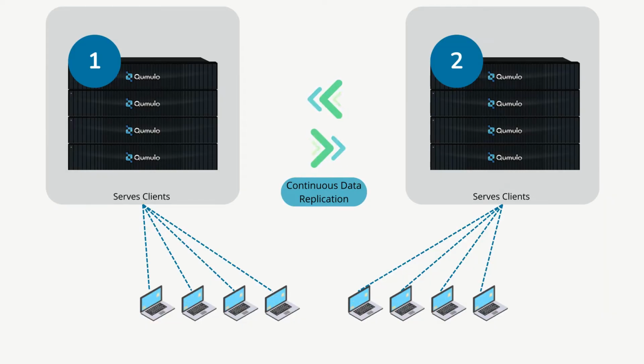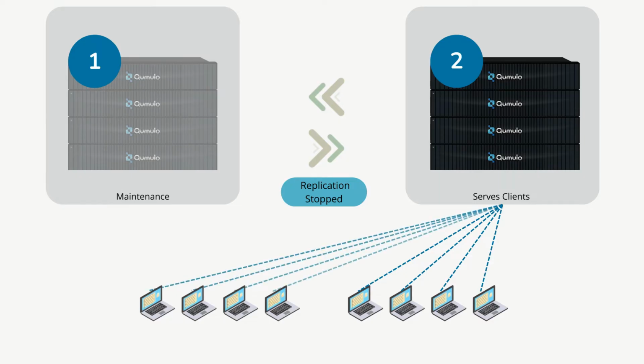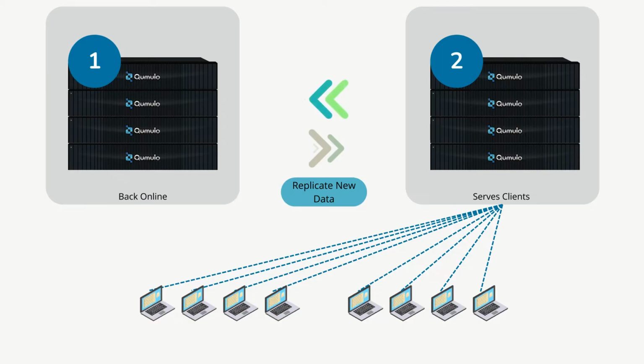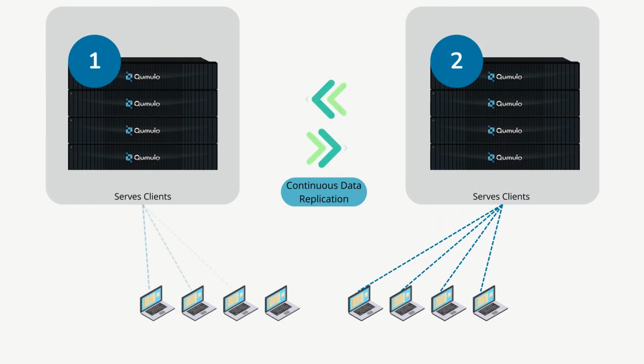We have two Cumulo clusters running and clients have access to both of them. There is a continuous replication running between them. Then we take Cluster 1 out of service for maintenance and clients quickly reconnect to Cluster 2. Once Cluster 1 is back online, new data created and changed in the meantime will be replicated to Cluster 1. And once that's finished, clients that were working on Cluster 1 at the beginning will reconnect to Cluster 1 and we have the original state again.